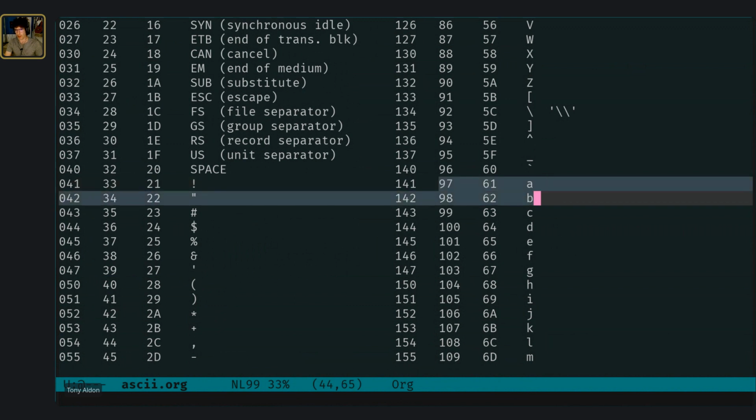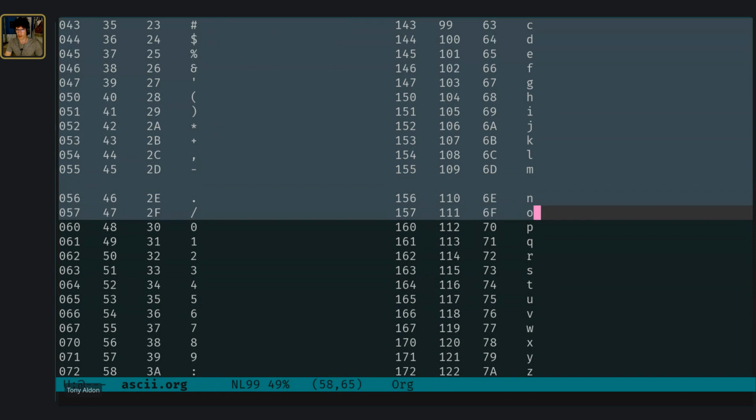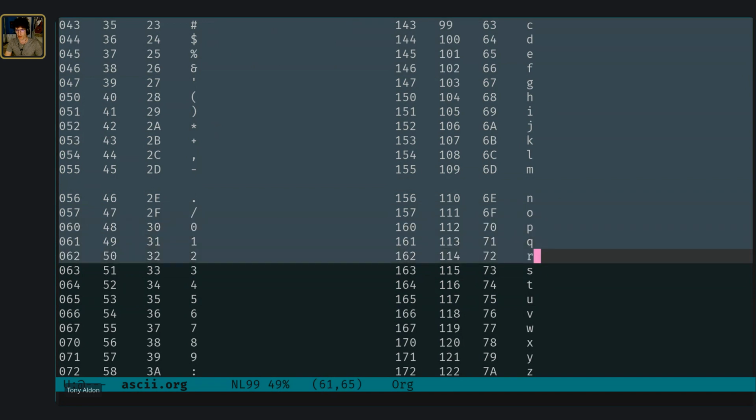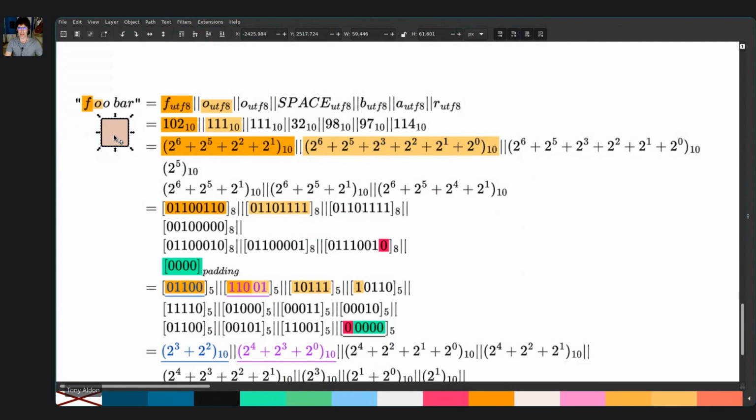So we have A, B. This is the number associated with the character. And we can go down, so let's do it. We see all those things, and in our case we go up to R, which is 114. If I say something wrong, I don't think I am, but if it were the case, please correct me.